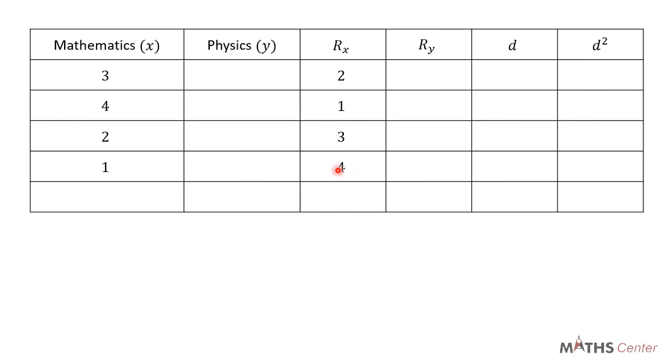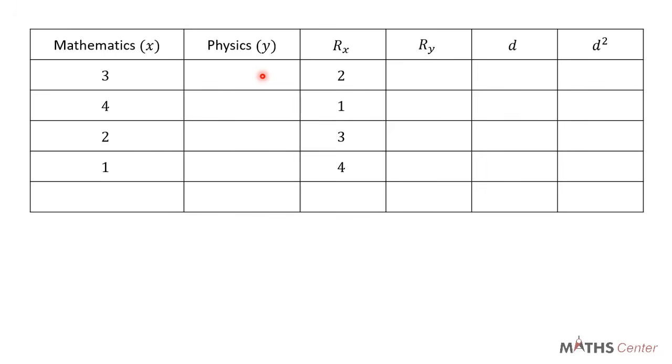So it's just like how you rank a set of students after an examination. The one who scored the highest is first place, so that will be number 1. The one after that is second place, number 2. Then third place, number 3, and the fourth place, number 4. So these are the ranks for X.